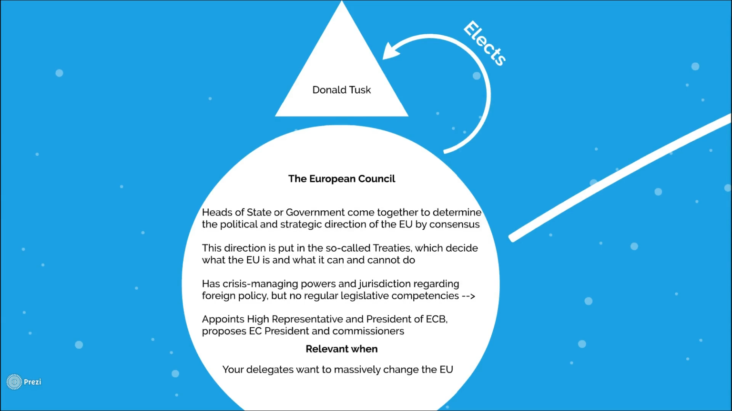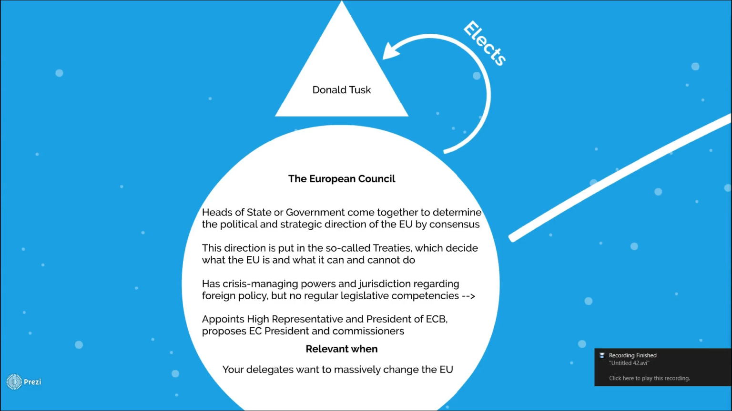This direction determines what the EU, as a supranational body, wants to achieve. The European Council is also the institution responsible for setting and amending the treaties of the European Union. The European Council, even though it has crisis managing powers and also a lot of jurisdiction regarding foreign policy, has no legislative competencies. The European Council convenes at least twice every half a year, although extraordinary meetings can also take place. For example, after the 9/11 terrorist attack in the United States, the European Council came together to determine together how to react to such a terrorist attack.